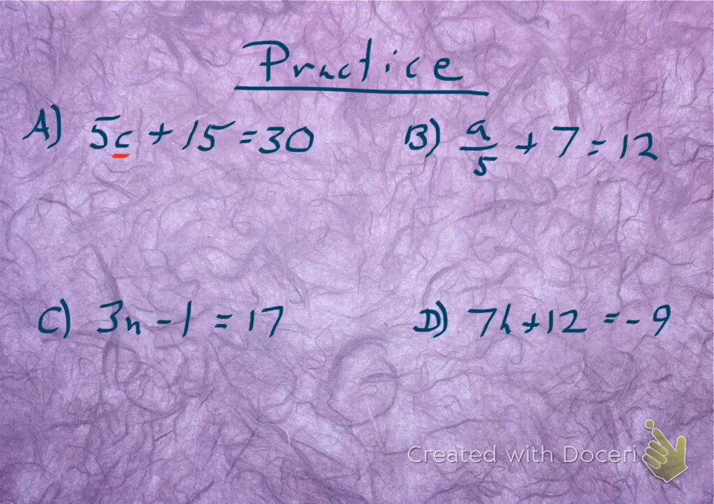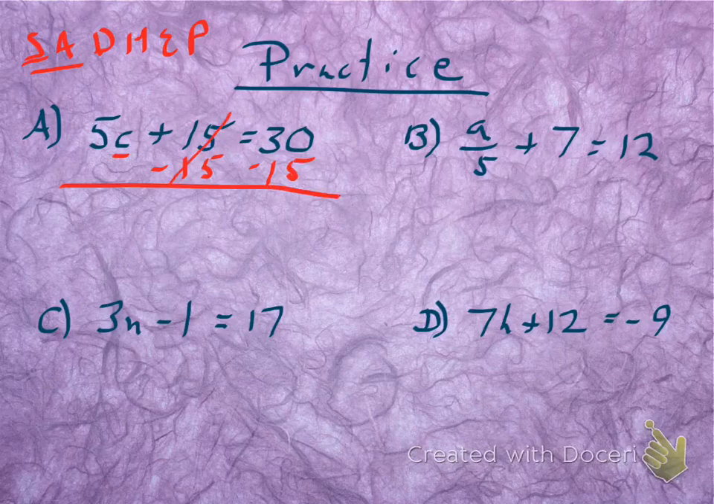So what does SAD MEP tell us to get rid of first? Well, what am I doing with the 5 and the C? Multiplying. And what am I doing with the 15? Adding. So SAD MEP, I'm going to put it up here in the corner. SAD MEP says to get rid of subtraction and addition first. So let's get rid of the 15 first. How do I get rid of a positive 15? What's the opposite of adding 15? Subtract. Subtract 15 on both sides. Why on both sides? Because you have to keep balance. You get the Fruit Ninja just like before.